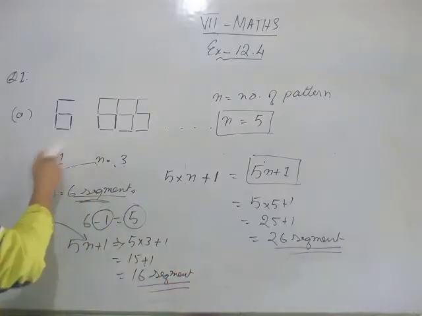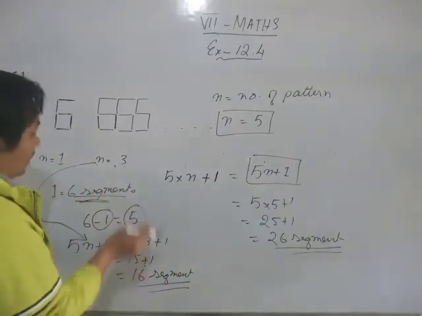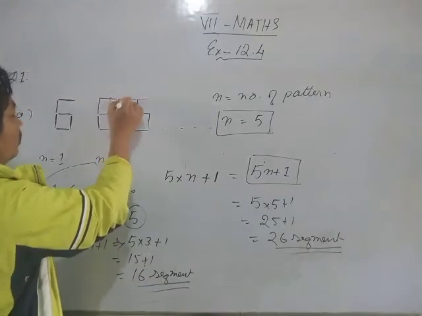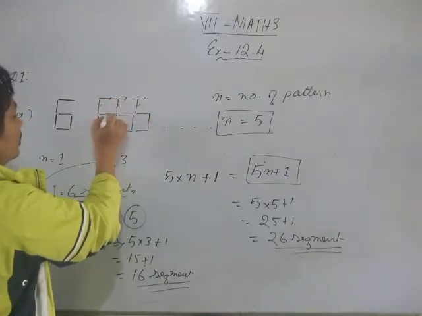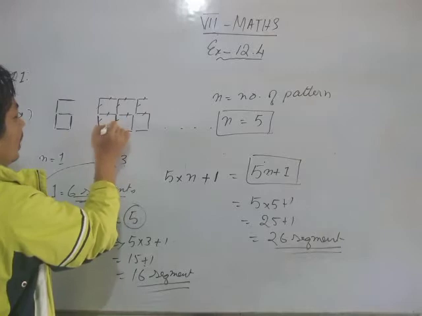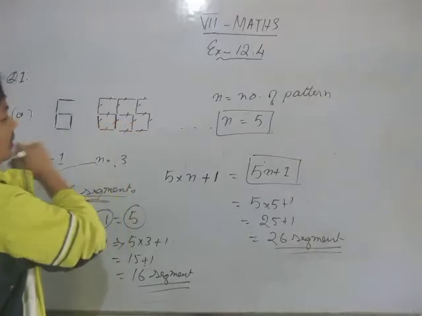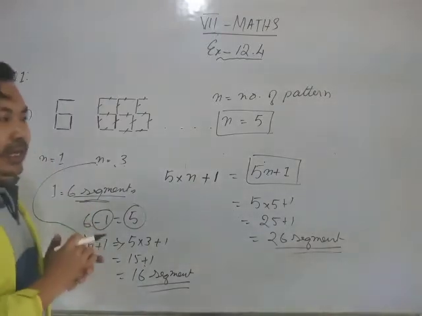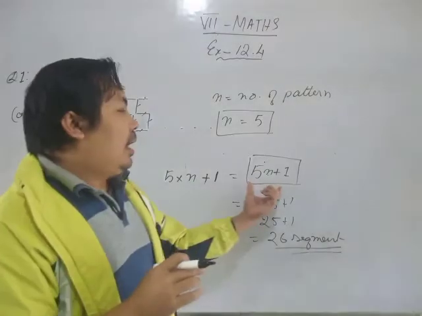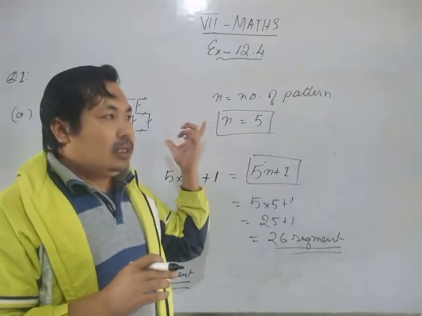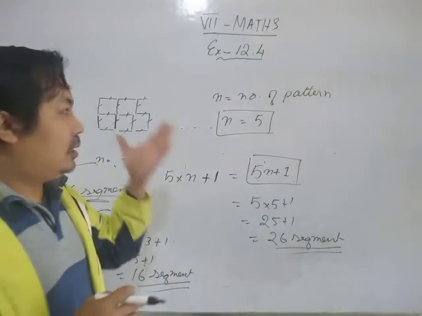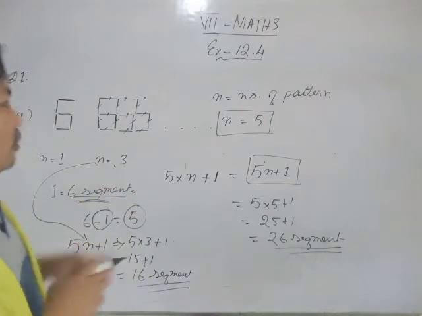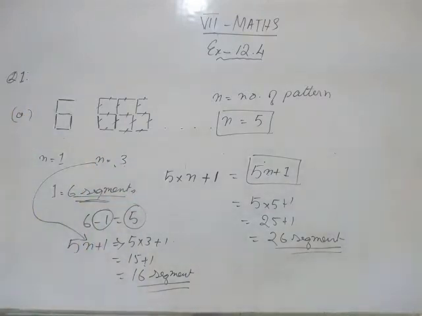Let us count how many there are: 1, 2, 3, 4, 5, 6, 7, 8, 9, 10, 11, 12, 13, 14, 15, 16. Yes, 16 segments are required there. So the important thing is how to make the expressions to find out such sets or such patterns. Clear? So let's go to the next, pattern number B.